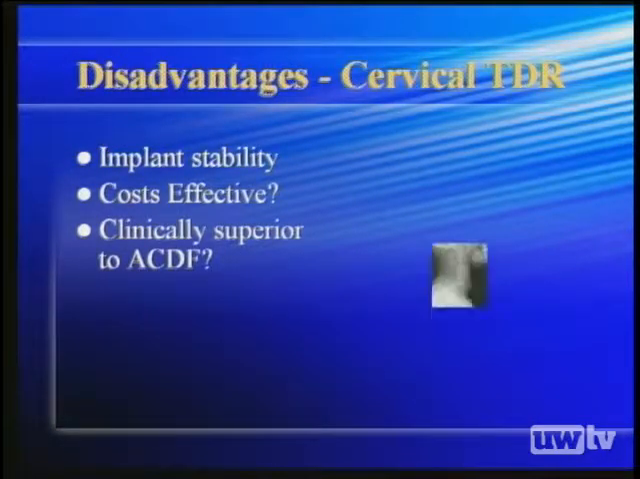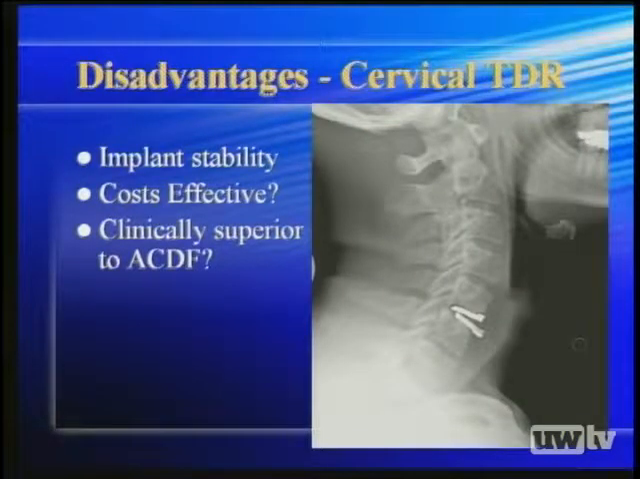What are the disadvantages? Well, we have to worry about implant instability. Again, like the lumbar spine, there's a lot of important structures around this disc replacement in the neck. Questions about cost effectiveness compared to the gold standard, and the questions of superiority to the gold standard. The gold standard for someone with this condition would be an ACDF, which is an anterior cervical discectomy and fusion.